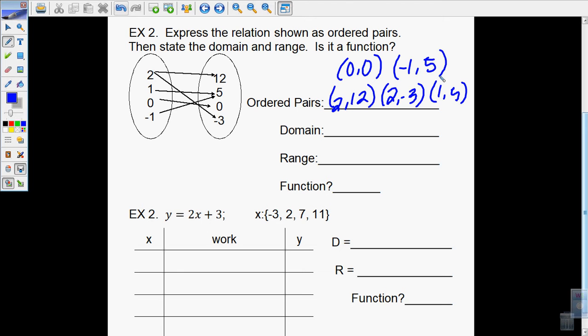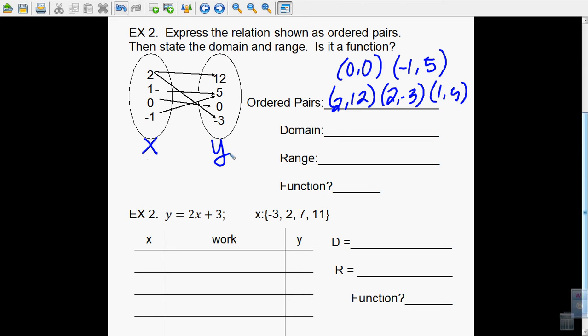So when I look at my domain, what I love about mapping is that it's already there. And I just got to write it out. So my domain is based off of this because it's my x's. And my range is based off of this group because it's my y. And now I just got to list them out, least to greatest. So we have -1, 0, 1 and 2. And then my range is based off of my y. So I have -3, 0, 5, and 12.